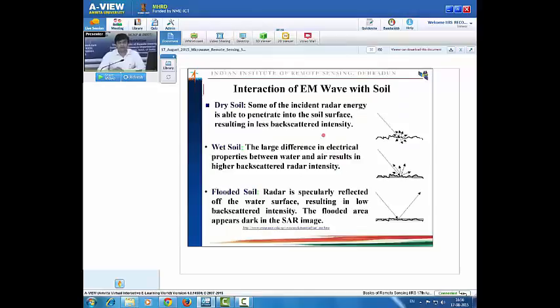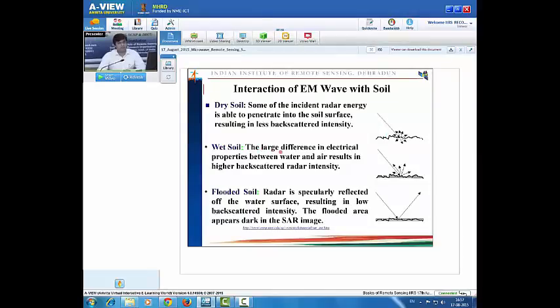Now we are going to discuss the interaction of the electromagnetic wave with soil. So here we are mainly talking about dry soil, wet soil and flooded soil. In the case of dry soil, penetration will be more, and finally less backscatter intensity will return back to the sensor. So these types of surfaces will appear as a dark feature.